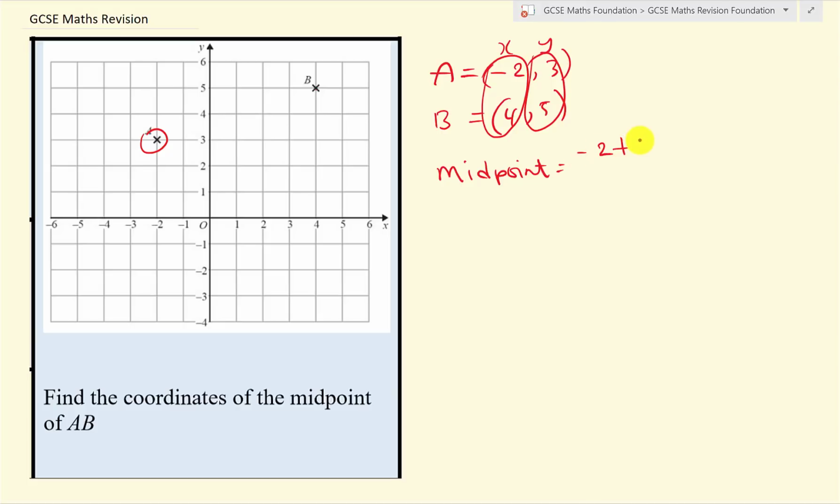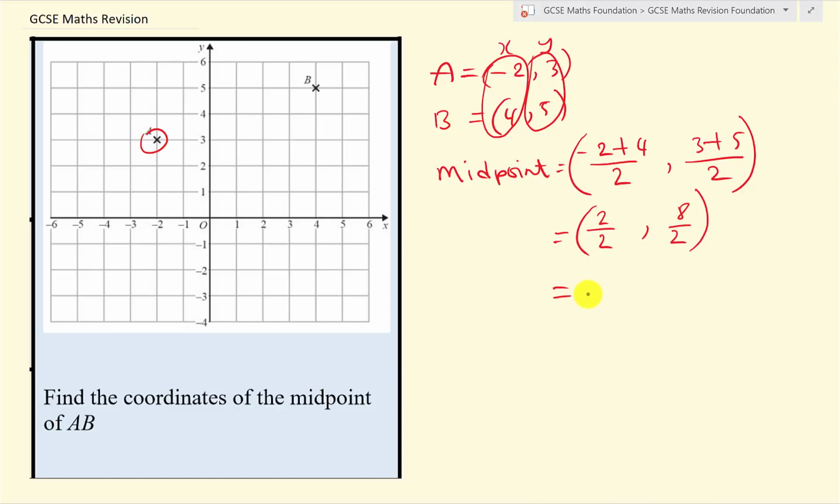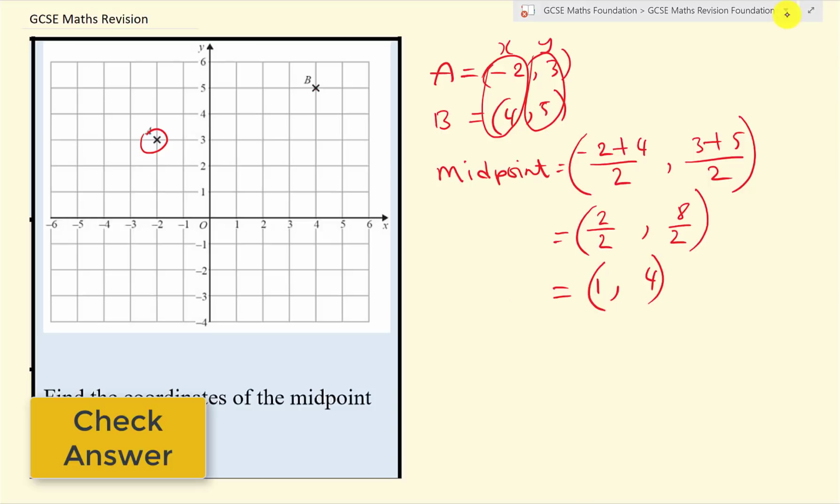minus 2 plus 4 divided by 2, and 3 add 5 divided by 2. The minus 2 plus 4 is 2 divided by 2. 3 plus 5 is 8 divided by 2. 2 divided by 2 is 1. 8 divided by 2 is 4. So our coordinates for the midpoint of AB is 1, 4.